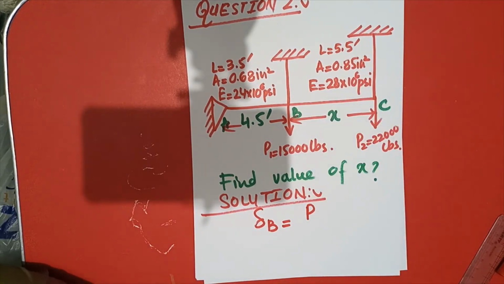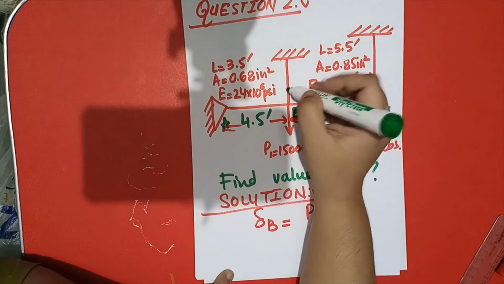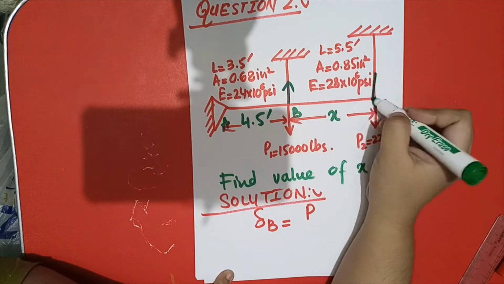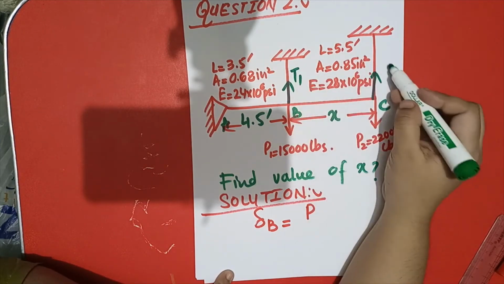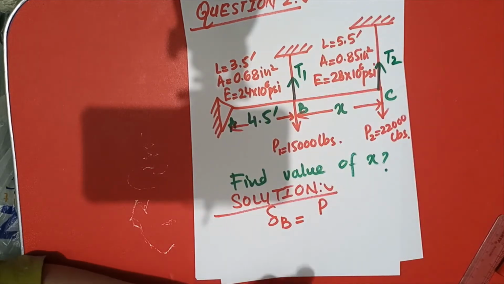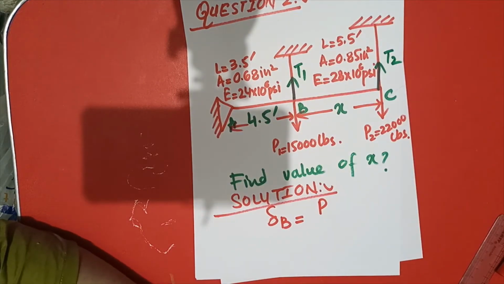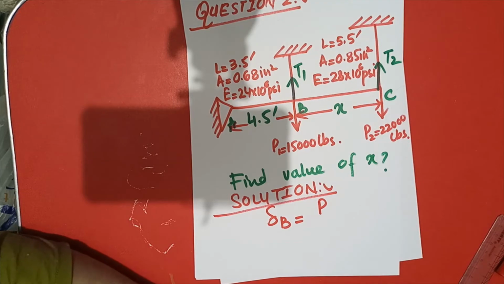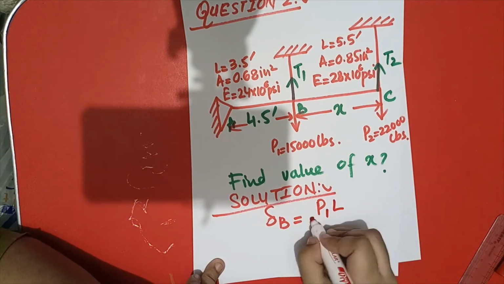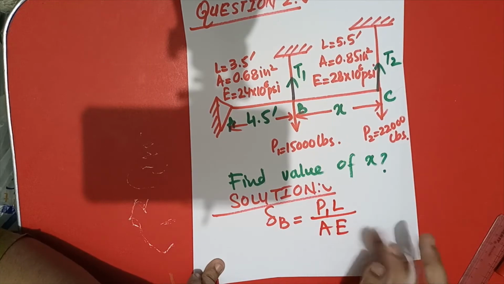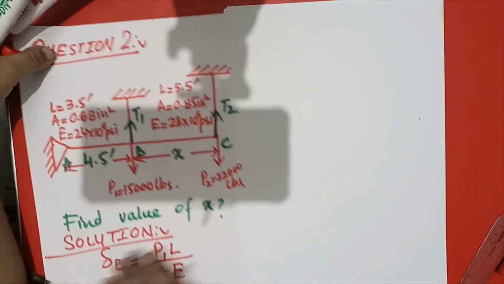So what does tension equal? T1 is equal to P1, and T2 is equal to P2. P1 and P2 are given to you. So what you have to do is use P1 into L upon A. You will put the values here.